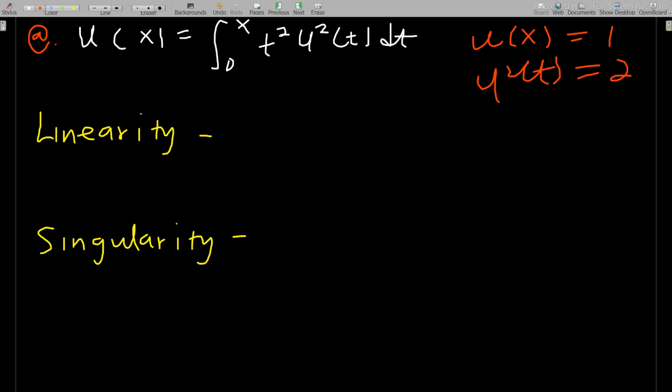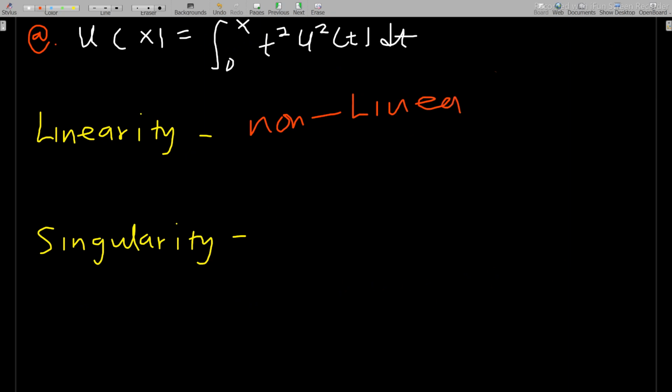So once you have this happening, that the power of the unknown function is more than 1, then we have a non-linear integral equation. With the singularity, you have to consider the integration. Is it improper? The first thing we talked about was that if it is supposed to be improper, then the limit of integration should either be plus or minus infinity, or the kernel should be discontinuous about the limit of integration. So now let's check the limit.